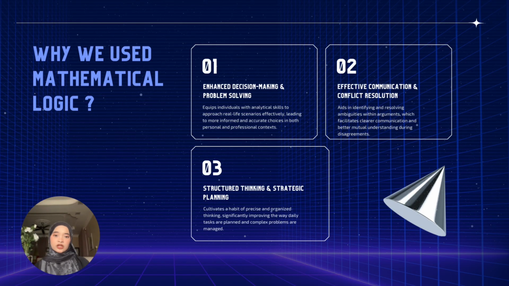Why we use mathematical logic? We use mathematical logic because it helps us to think clearly and systematically. It also improves decision making and helps solve problems in an organized way. In real life, logic is used in technology, programming, and automated systems such as AutoGates.